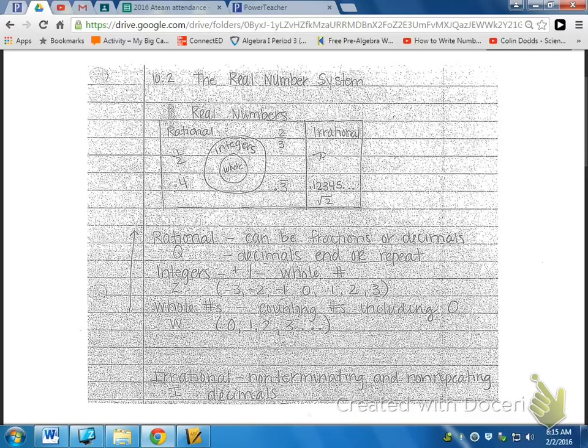On your I-STEP test, you will be asked which numbers are rational versus irrational. The thing is, all of these fall into the sets of real numbers. So let's see if we can tell the difference. The definition of a rational number is it can be written as a fraction or decimal. So all of the things on this side of the Venn diagram are rational.